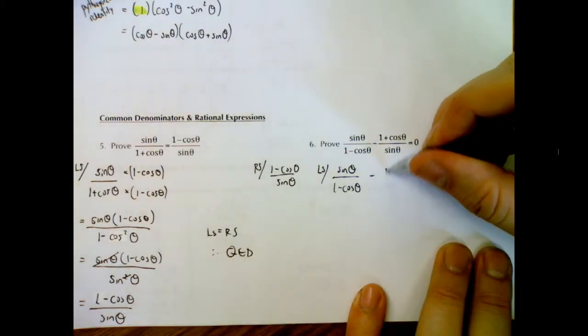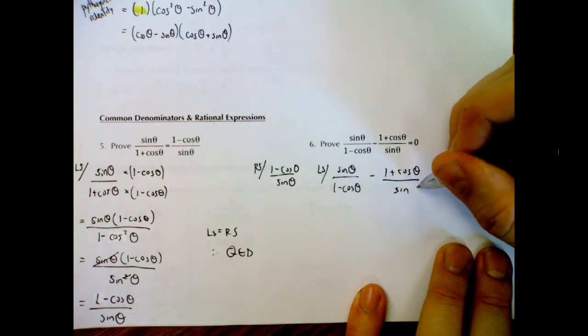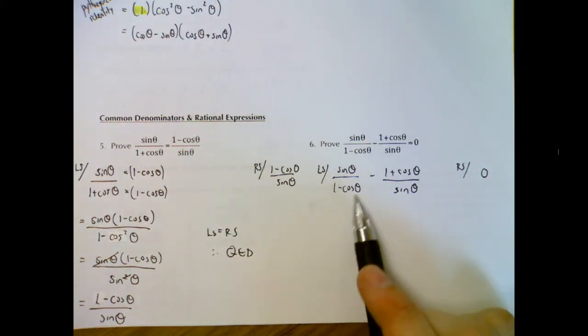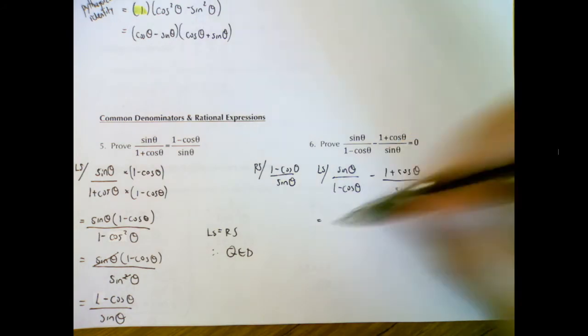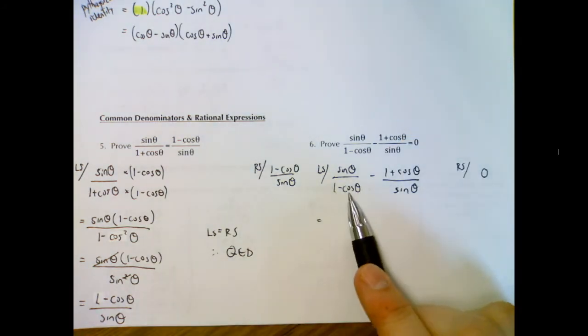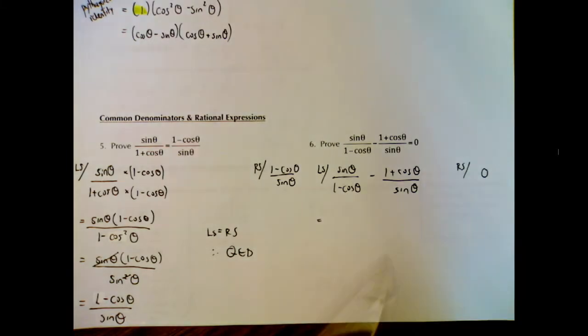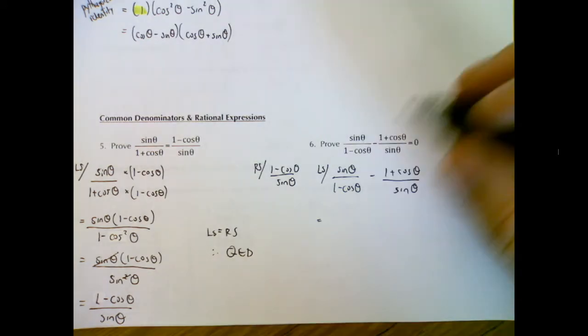When you have two fractions on the same side of an identity, the strategy that you should use is to create a common denominator and turn it into one fraction. And then from there, you can usually simplify. So what's our common denominator? Well, we have 1 minus cos here, and we have sine here. So in order for you to have a common denominator, you need both of these denominators. So we're going to multiply the top and bottom of each fraction by the other's denominator.